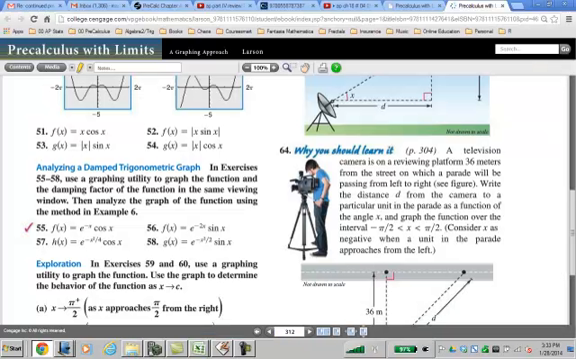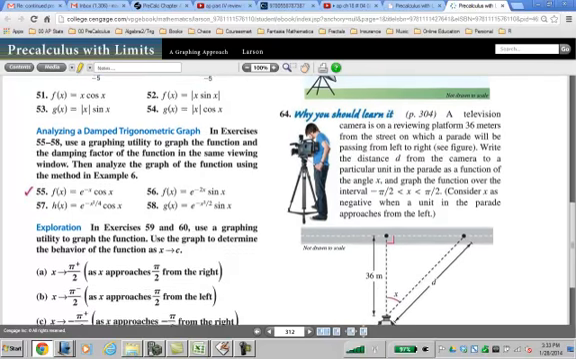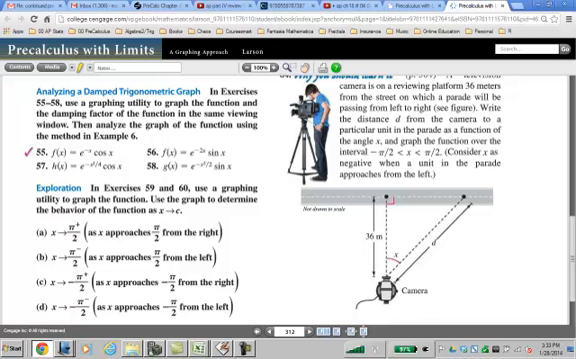Oh yes, a television camera's on a reviewing platform. Okay, so here it is. It's 36 meters straight away, perpendicular to the street. So we consider the distance from the parade, the center of the parade. We call this dot here the center of the parade, and then d is the distance away.